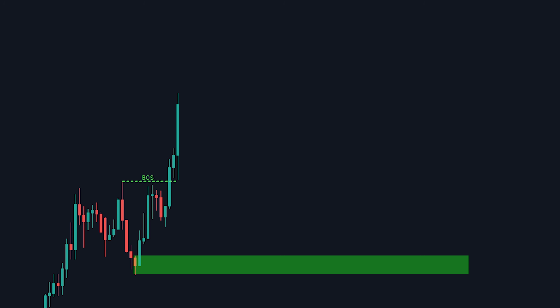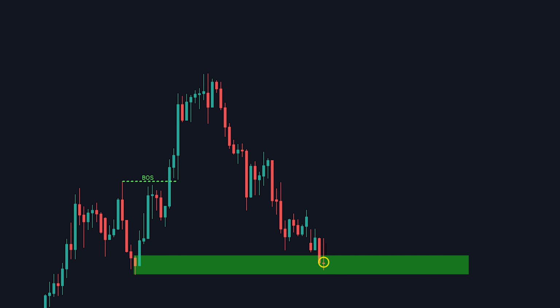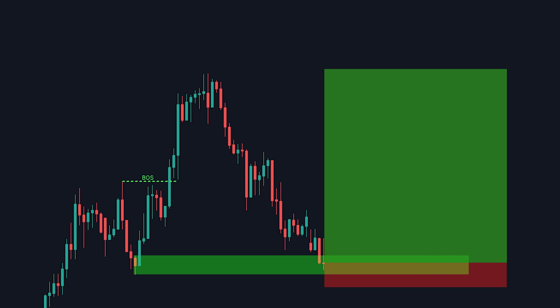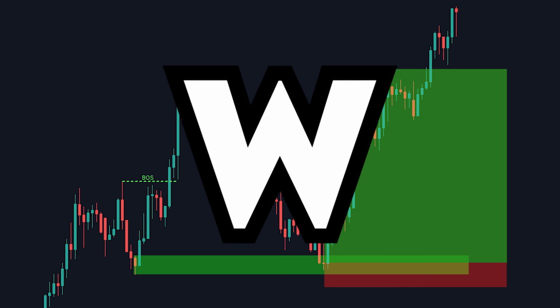You are going to enter as soon as price comes back down to this zone. You are going to set your stop loss right below this zone and you're going to set your take profit at the high of the upwards move. So you'd set your take profit right here. As you can see, we have a great risk to reward ratio and the trade instantly hits our valid demand zone and skyrockets to our take profit for an easy W.